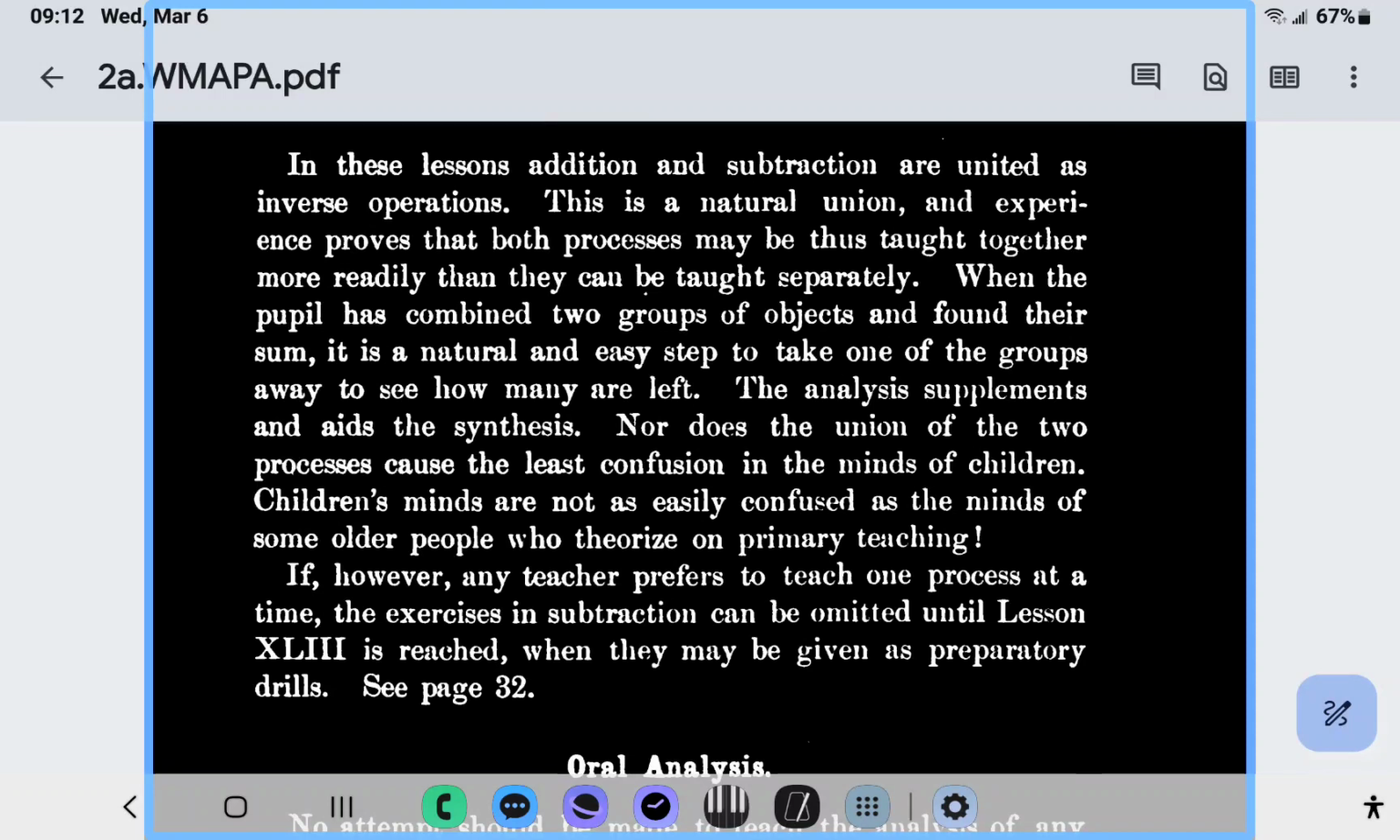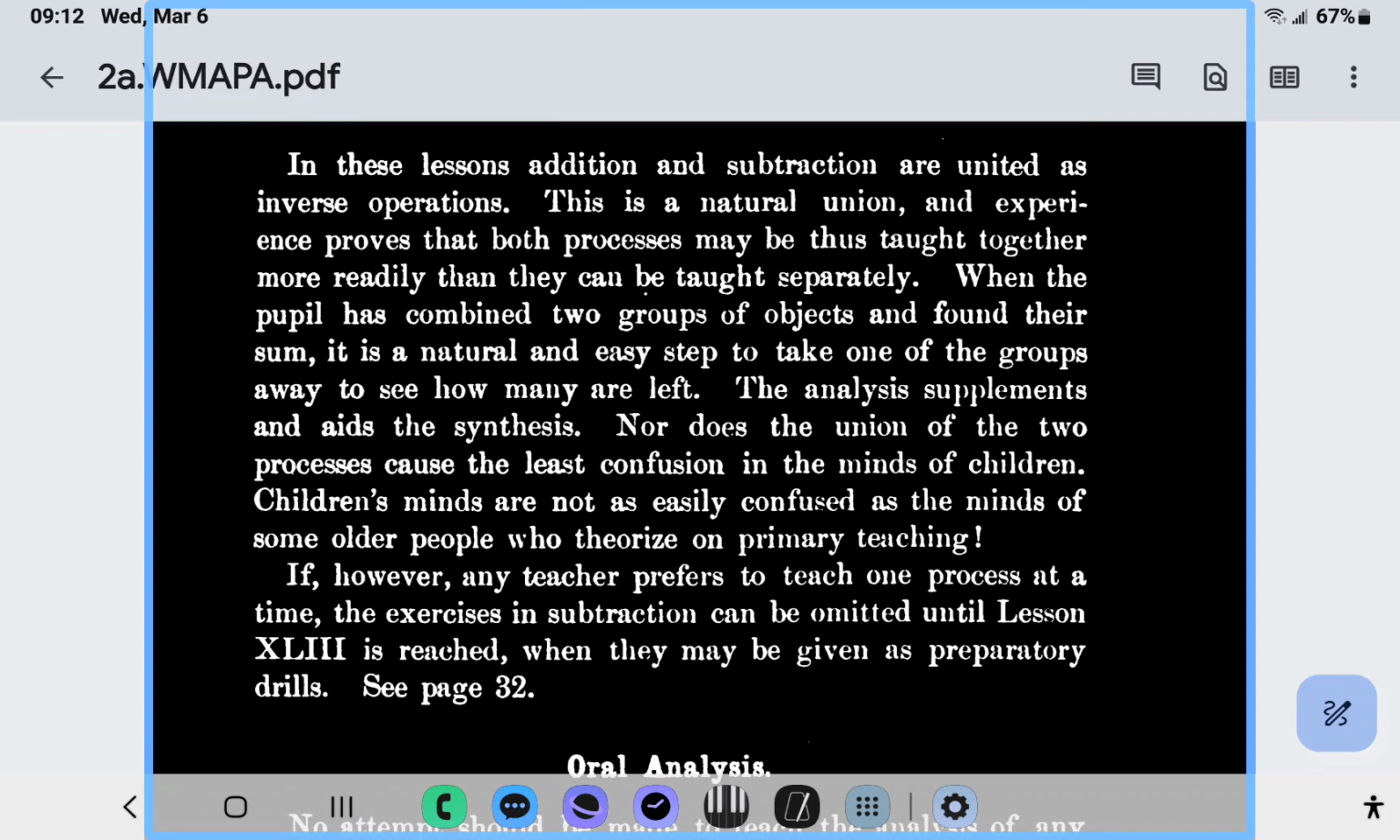The analysis supplements and aids the synthesis. Nor does the union of the 2 processes cause the least confusion in the minds of children. Children's minds are not as easily confused as the minds of some older people who theorize on primary teaching. If, however, any teacher prefers to teach one process at a time, the exercises in subtraction can be omitted until lesson 7 is reached, when they may be given as preparatory drills. See page 32. Oral analysis.